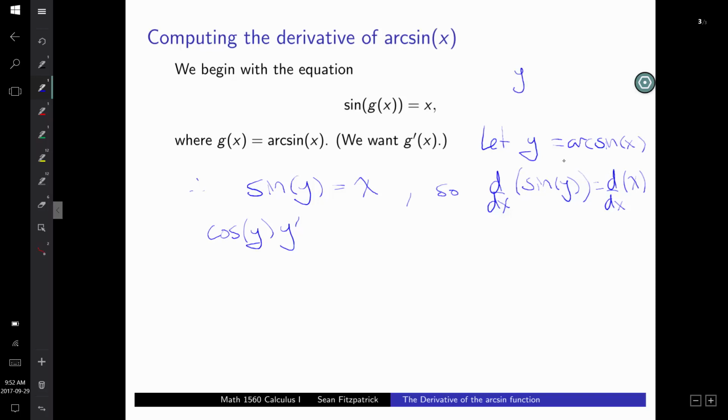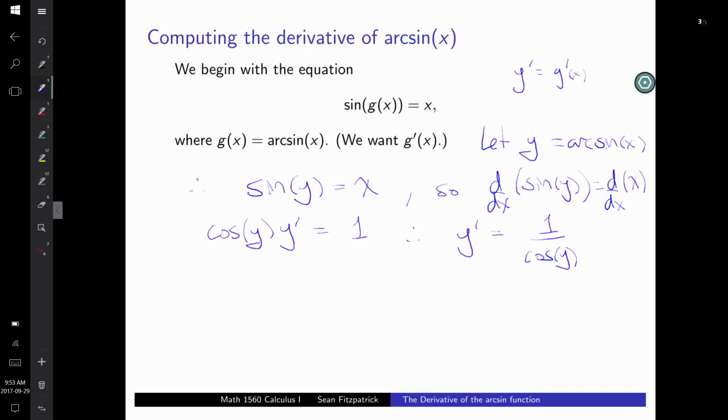So what is y prime? y prime is g prime. That's what we're looking for. And on the right-hand side, we simply get 1. Okay. So y prime is 1 over cosine of y. Okay, but I can't leave my answer as cosine of y, right? I'm supposed to give an answer in terms of x. This is supposed to be g prime of x. I've got an answer in terms of y. How do I get things in terms of x?